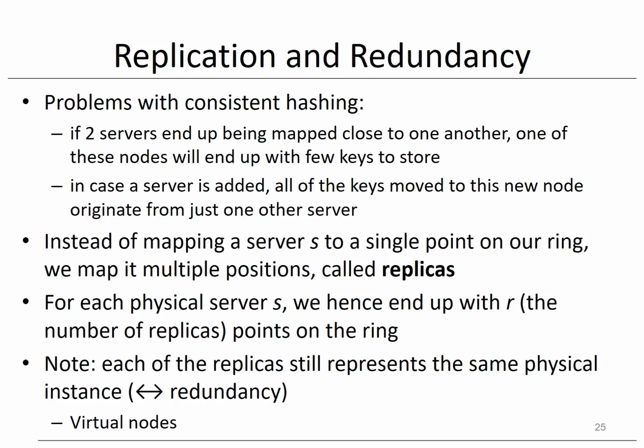Instead of mapping a server S to a single point on our ring, we map it to multiple positions called replicas. For each physical server S, we hence end up with R, the number of replicas, points on the ring, with everything else working like before. By using this mechanism, we increase the uniformity with which key value pairs will end up being distributed to servers and can also ensure that an even lower number of keys must be moved when a server is added to a cluster.